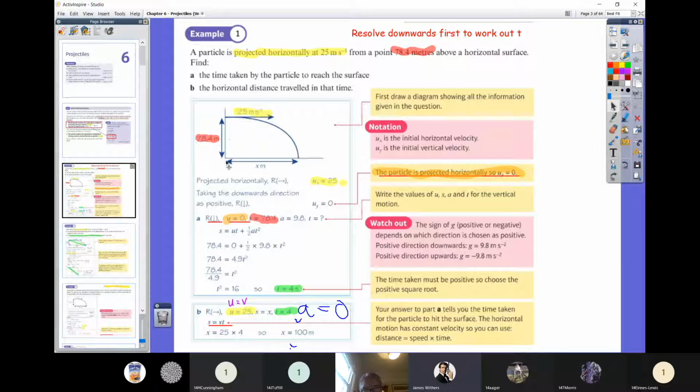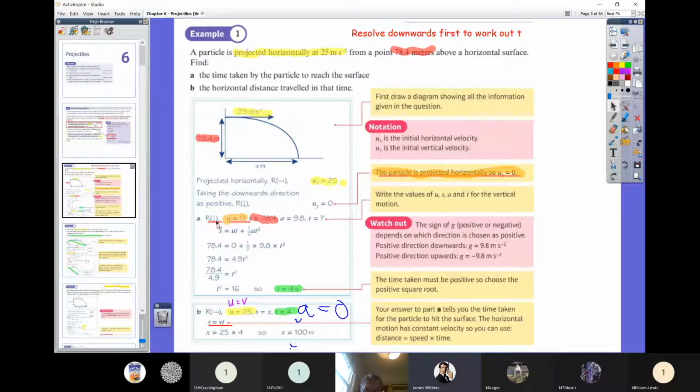Going vertically, our initial speed is 0. This 25 meters per second is purely a horizontal speed. The second we project the object, there's no vertical speed to start with. So that's important. The particle is projected horizontally, so the initial speed vertically is 0. And note how they're writing this down. We're saying u with a little lower suffix y. That's because the vertical initial speed is 0.